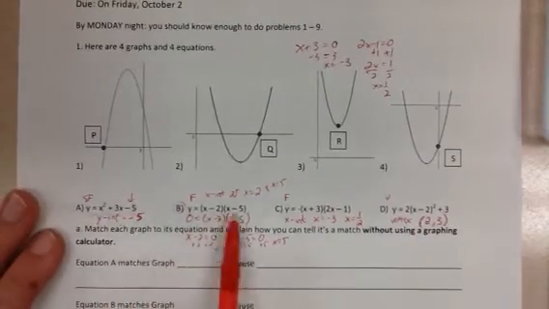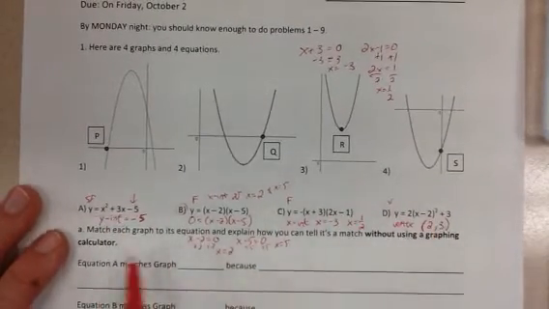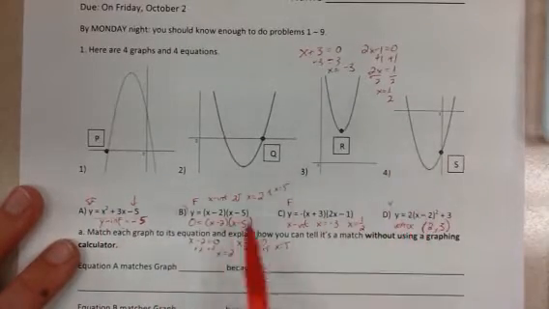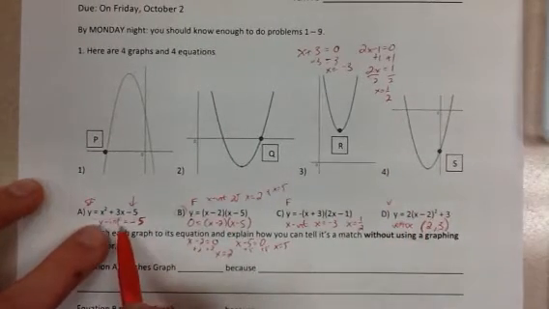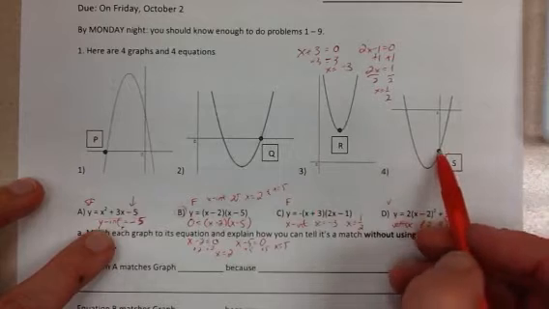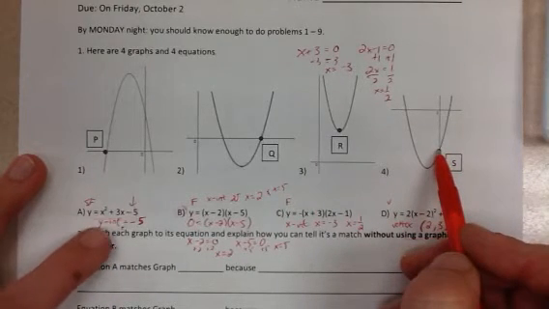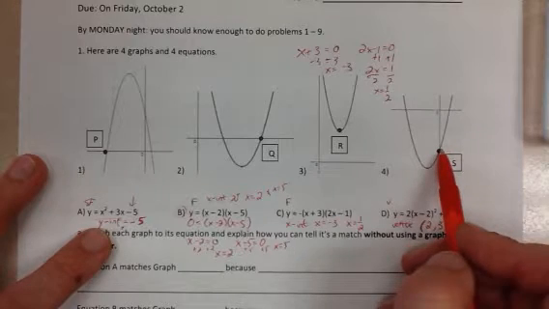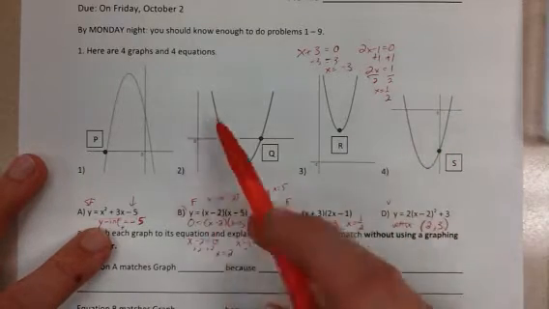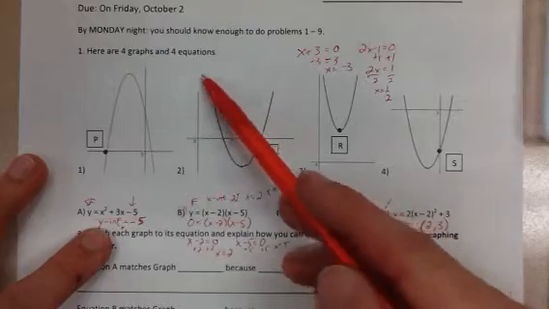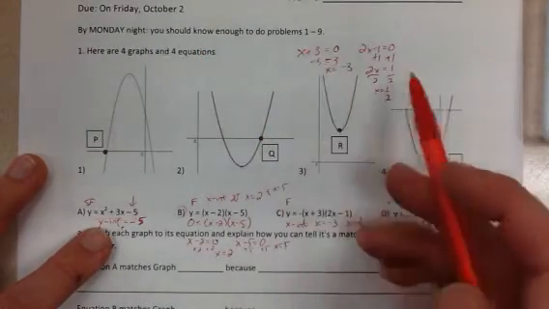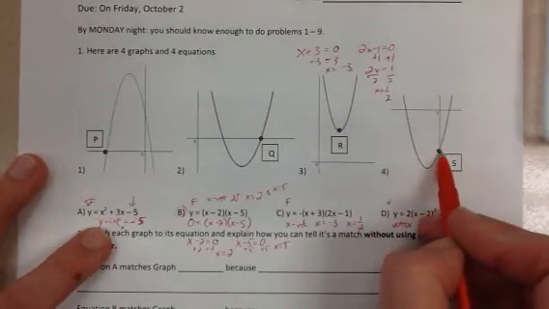So now that I've seen what clues each equation gives, I'm going to see if I can match that up. So this one has a y-intercept of -5. This graph over here, 4, is the only one that has a y-intercept that's negative, right? This has a y-intercept that's positive. This one would have a y-intercept that's positive. This one would be positive. This one's the only one with a negative intercept.